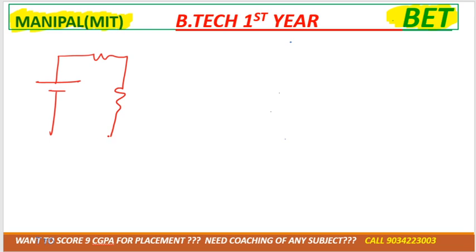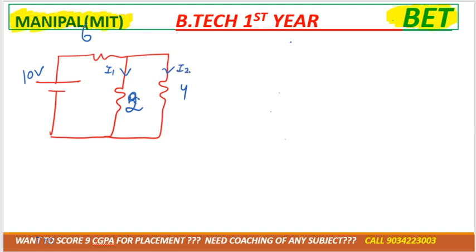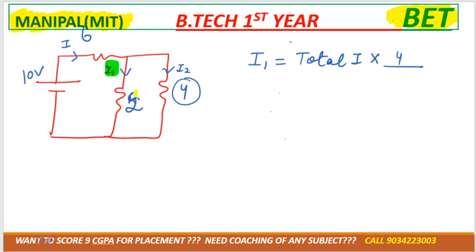Do you know the current division rule that we were using in the DC circuit? Suppose this is the circuit, I'm telling you with a resistive circuit. This is 2 ohm, 4 ohm, 6 ohm, 10 volt, and this is I1, and this is I2, and this is I. We need to calculate the current I1. For that, what is the formula? That is the total current multiplied by the opposite branch, and here the opposite branch is 4 ohm, divided by the sum of the resistors which are connected in parallel, so it would be 2 plus 4, right?